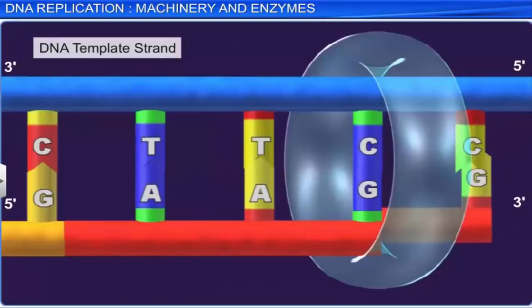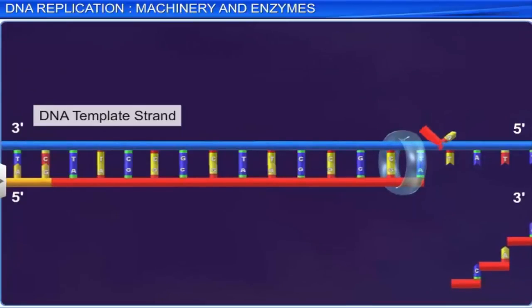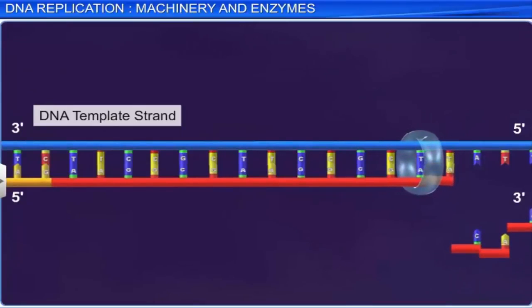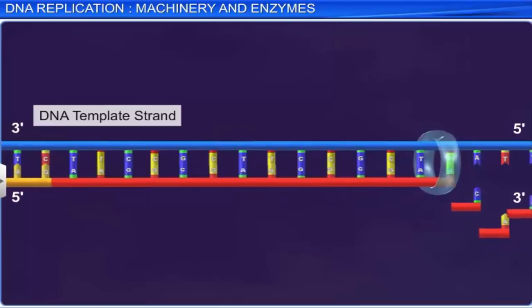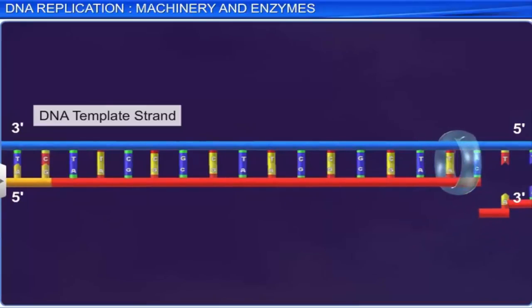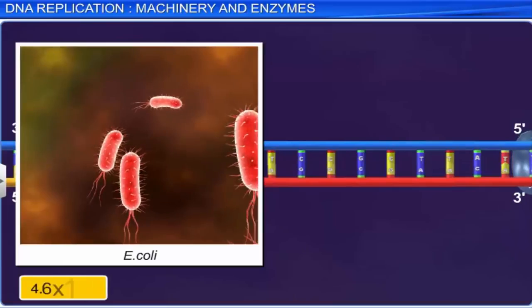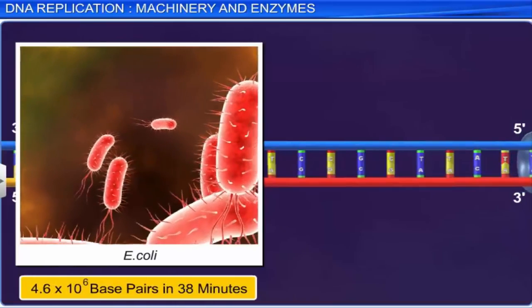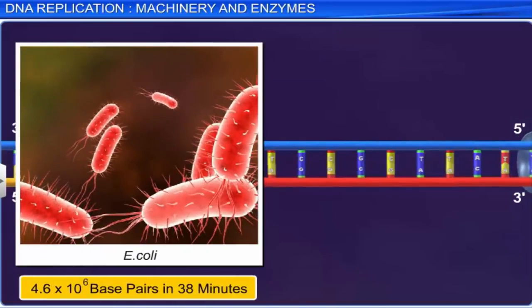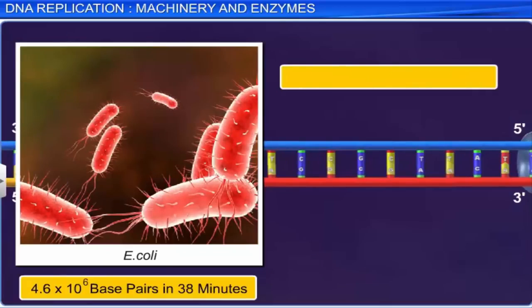Thankfully, DNA polymerase is a highly efficient enzyme that catalyzes the reaction not only with accuracy but also very swiftly. It catalyzes the polymerization of a large number of nucleotides in a very short span. For instance, E. coli can replicate 4.6 × 10^6 base pairs of its DNA in 38 minutes. That is, the average rate of polymerization is 2000 base pairs per second.